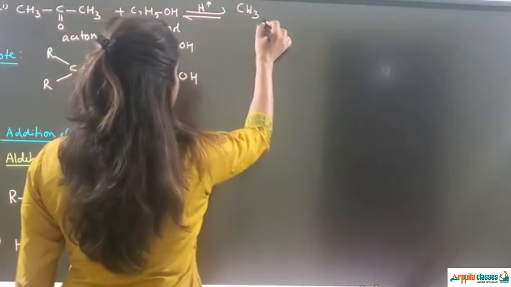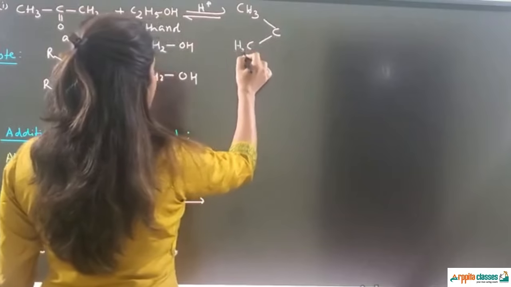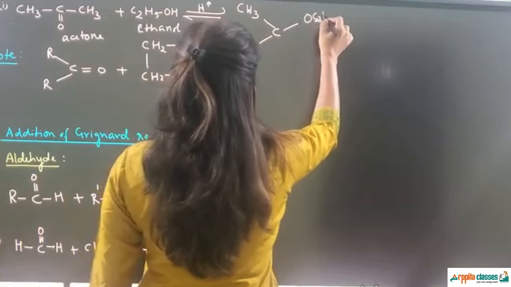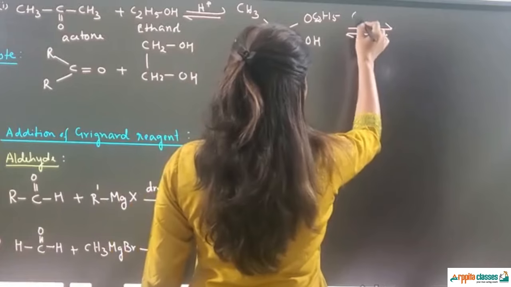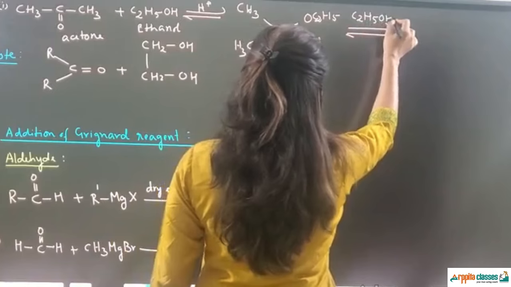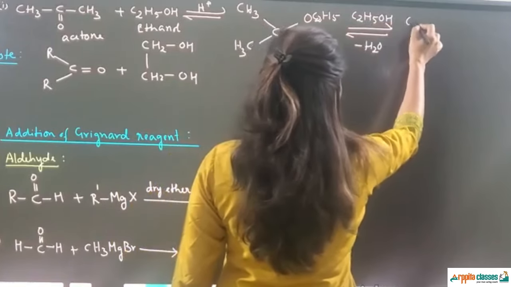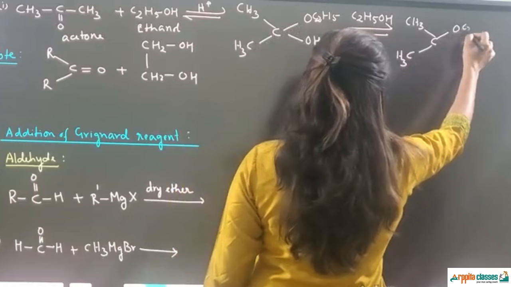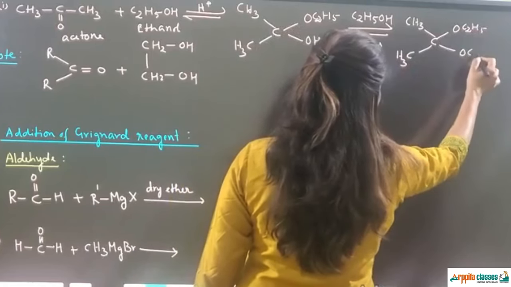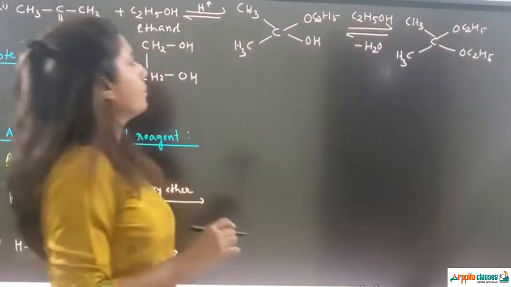We'll take an example here. This is acetone and this is ethanol. In the first step we'll get, try to write down the product everybody. CH3, OC2H5 and OH. Then again another molecule of C2H5OH minus water. So we'll get CH3C, CH3, OC2H5 and OC2H5. This is the ketal.